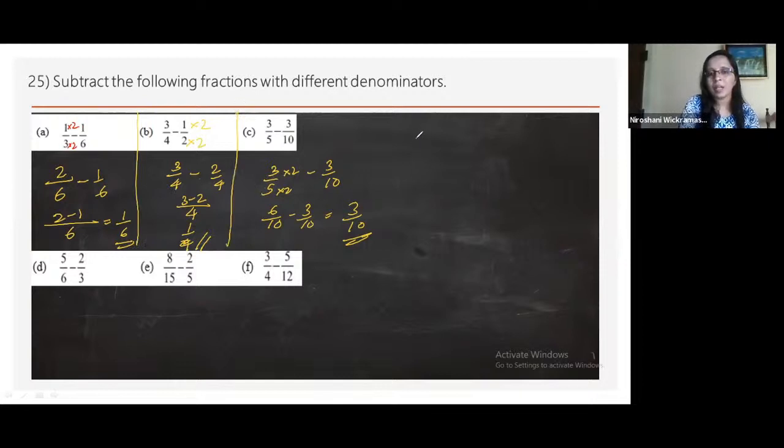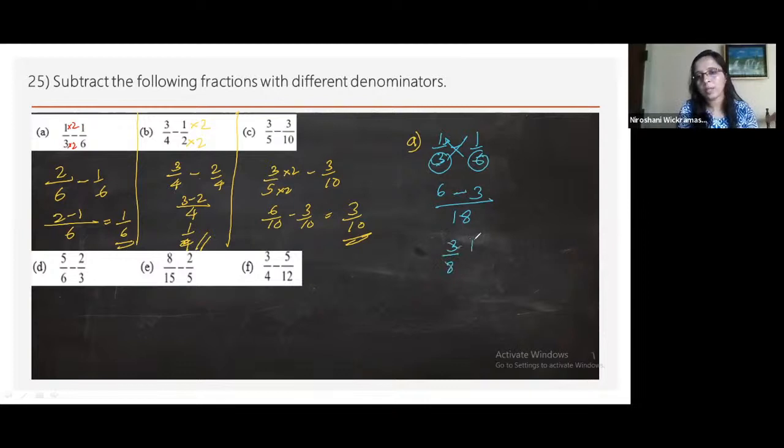Then, for the other method, first A I will do by following the other method. 1 over 3 minus 1 over 6. If this is familiar for you, you follow this one, right? 6 times 1, 6 minus 3 times 1, 3 over the line, and 3 times 6, 18. Then 3 over 18. How many 3's here? 1. How many 3's here? 6. Answer is 1 over 6. Right? B also will do like this.